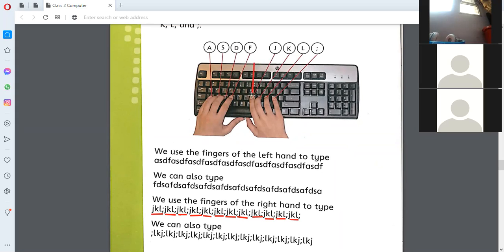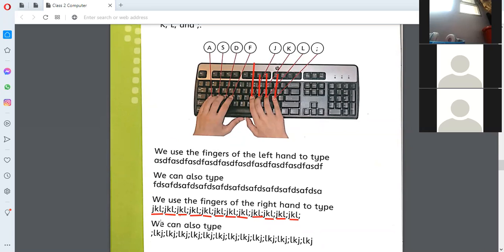First they are pressing this key J with the index finger, then they are pressing the K key with the middle finger, then they are pressing the L key with the ring finger, and then they are pressing the semicolon with the little finger. So we see the four fingers of the right hand that we can type with.